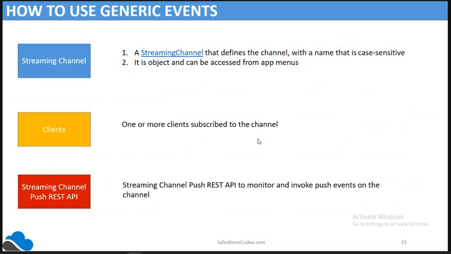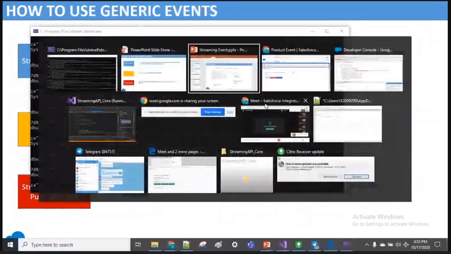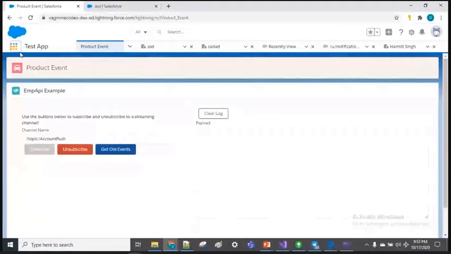Whatever event notification you want to send through the streaming channel, you have to send it using a REST API. Basically, you cannot use Apex, you cannot use Process Builder, you cannot use Flow. You have to send the notification using a REST API. So this is a limitation. We have to send notification only using the REST API. So how to do that? Let us see.